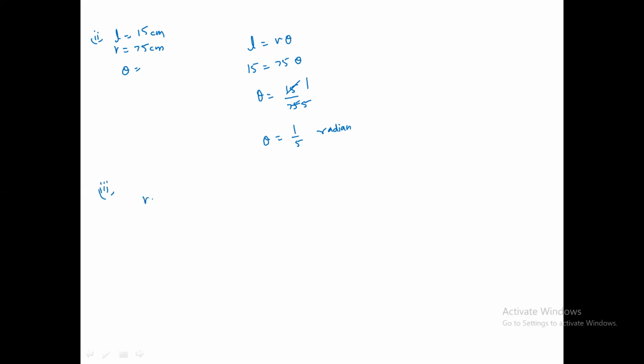For the third one, R is the same, 75 centimeters. But the length of the arc is 21 centimeters. You have to find theta. So L is equal to R theta. 21 equal to 75 theta. Theta equal to 21 by 75. 3 sevens, 3 25s. So theta is 7 by 25 radians. So with this we have completed exercise 3.1.